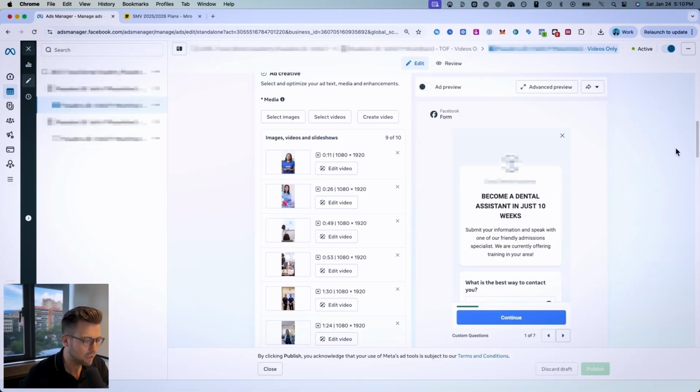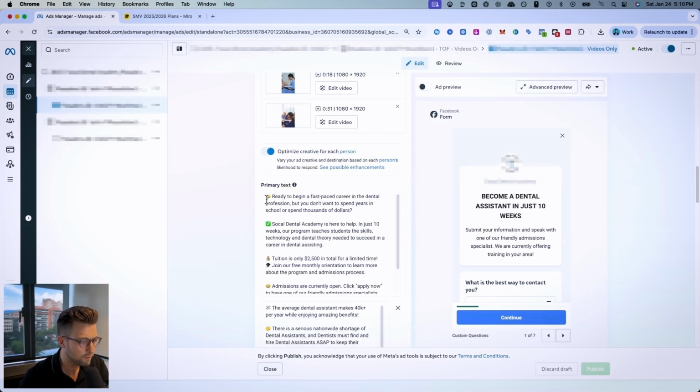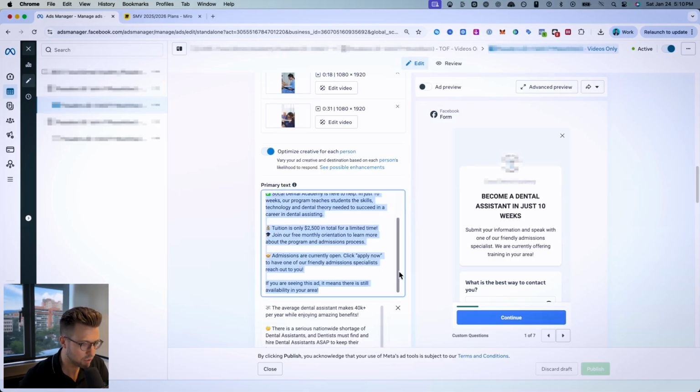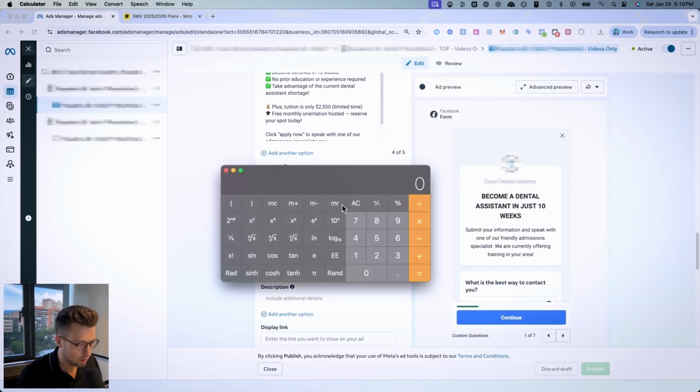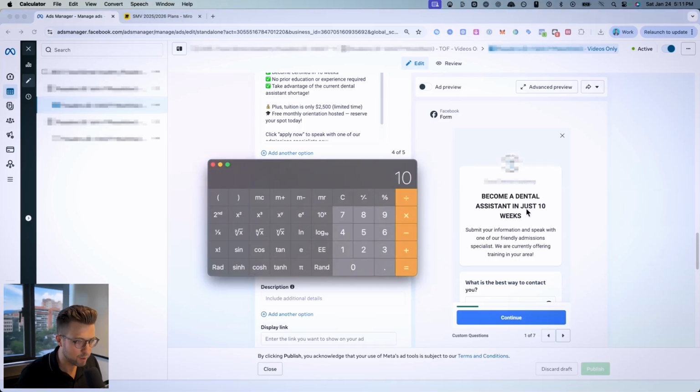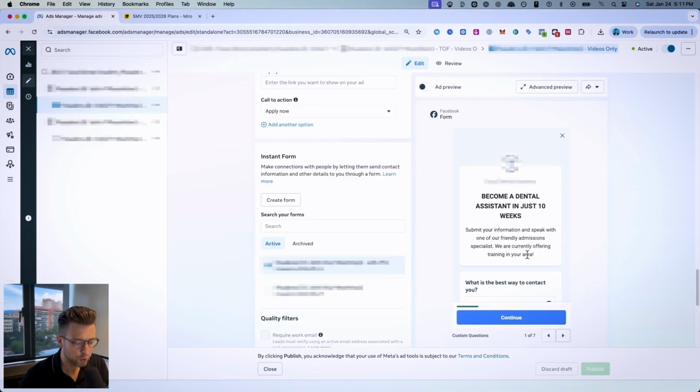Now, jumping into the ad itself, we have 10 possible videos in rotation, 5 primary text options, 5 possible headlines. If we do some simple math here, that's 10 times 5 times 5, 250 possible combinations of this ad, all from a single ad set. Scrolling further down, I'll show you what the on Meta lead form looks like.